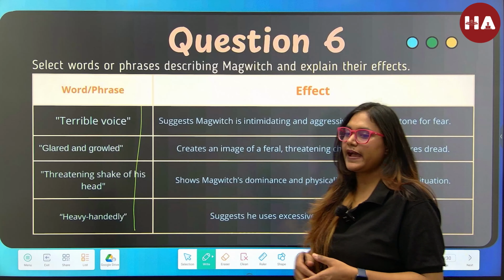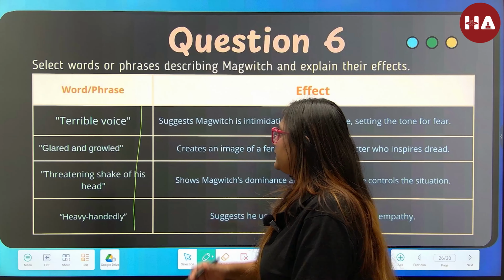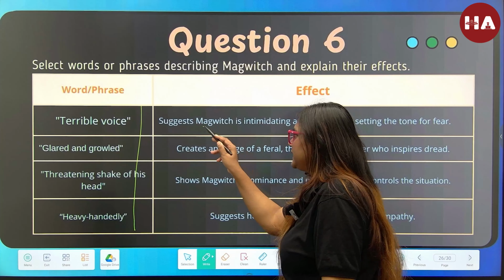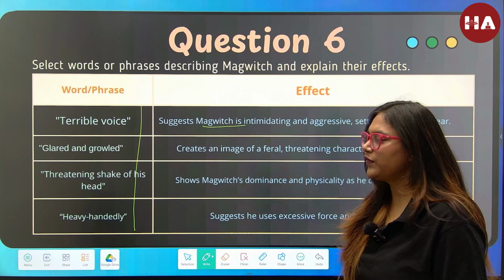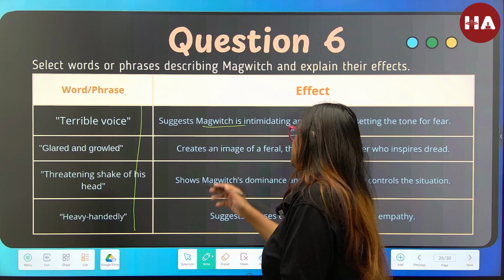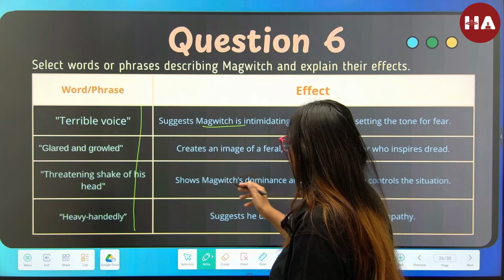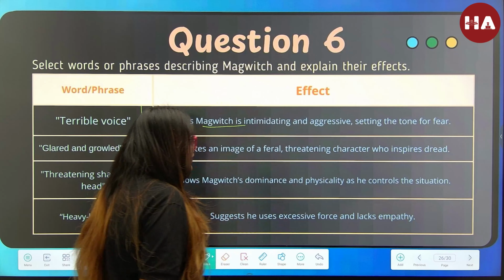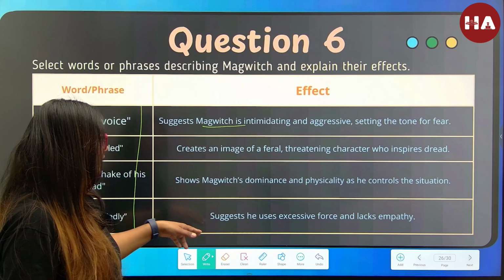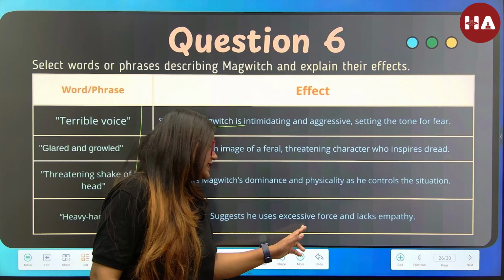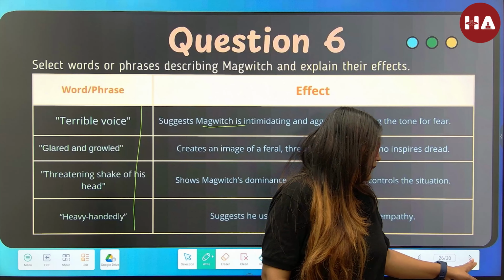So I hope you would have done it. Terrible voice suggests Magwitch is intimidating. Then glared and growled, as we have already discussed, creates an image of a feral, threatening character. Threatening shake of his head shows Magwitch's dominance and physicality. Then heavy-handedly suggests he uses excessive force and lacks empathy.